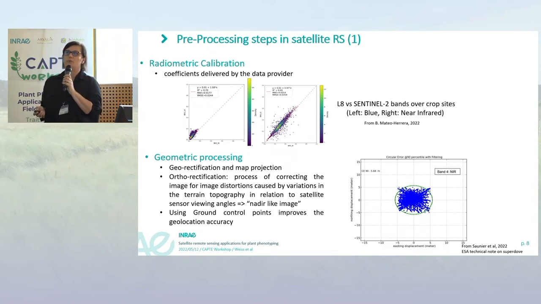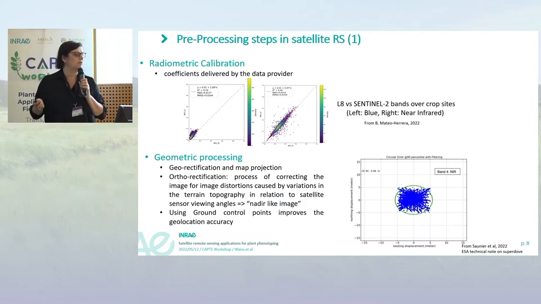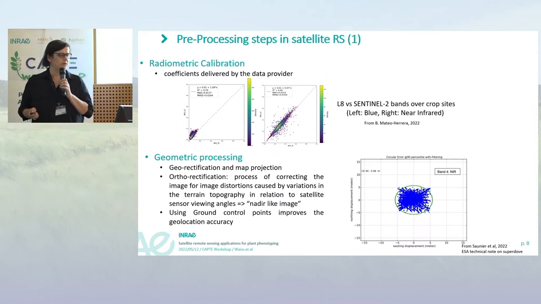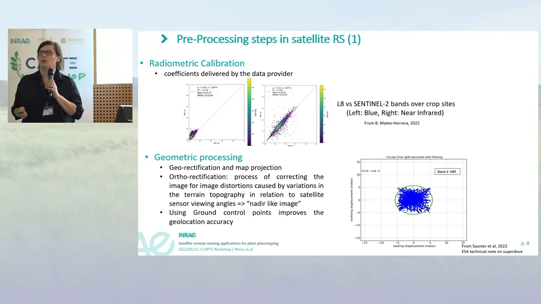Okay, so I will speak a little bit about the preprocessing steps of satellite data and what they imply for the quality of the data that you get. First, of course, there is a radiometric calibration, which is actually done by the provider of the data. This is an illustration of the difference in spectral bands, here in the blue and here in the near-infrared, between Landsat 8 and Sentinel-2. We took some images over crops which were acquired the same day, not exactly the same hour, by both sensors. That means that if you want to use a constellation of satellites and mix data from different satellites, you need to harmonize the reflectance values in the different bands.